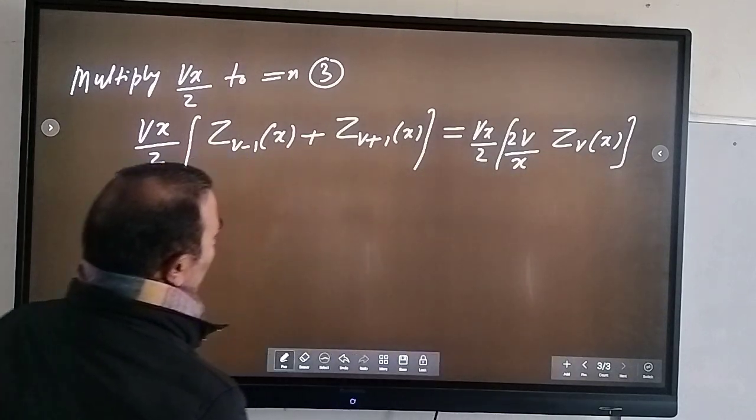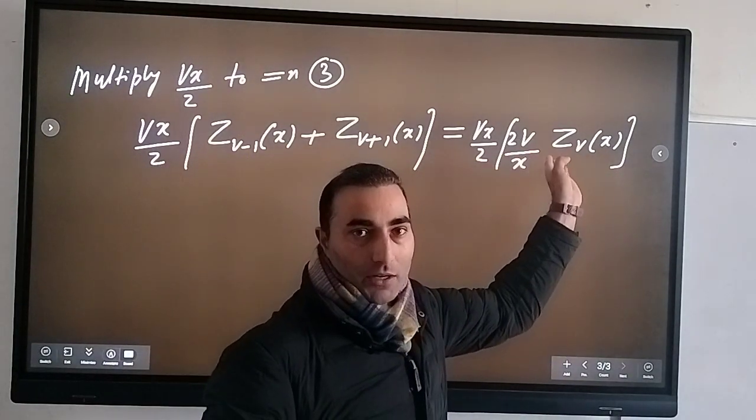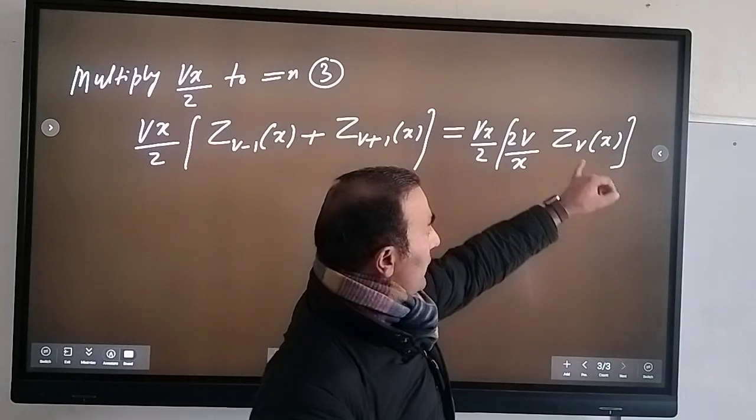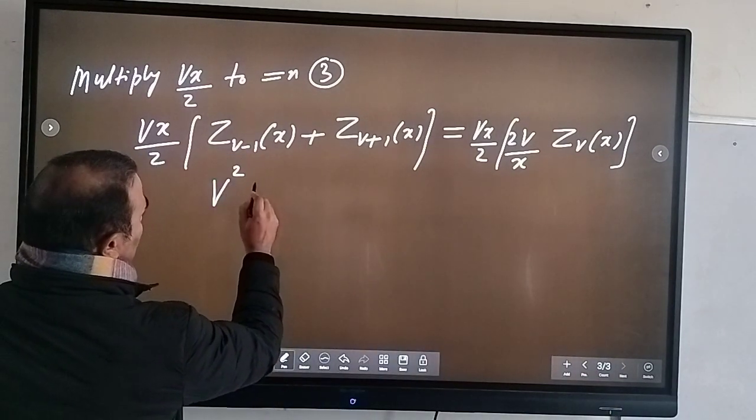Okay. First let's write, because this 2x by 2 and 2x, so this will cancel. So on the right hand side I will get v square. So v square and this term. So first I will write that is v square, that is z of x.